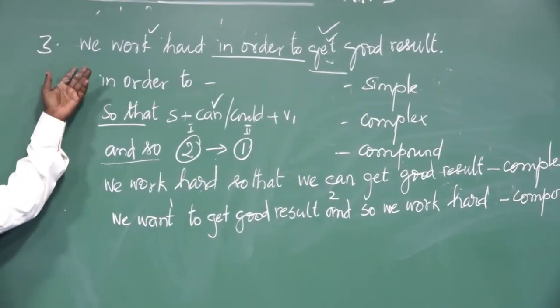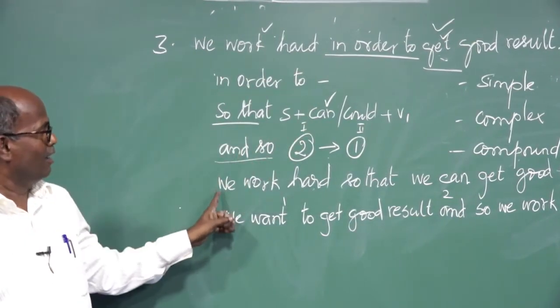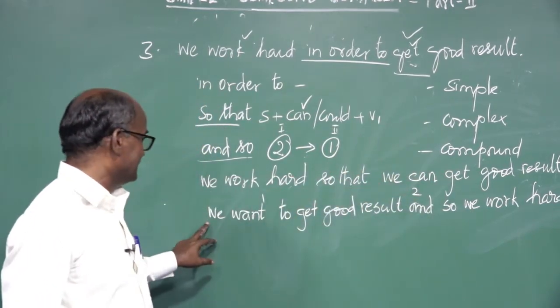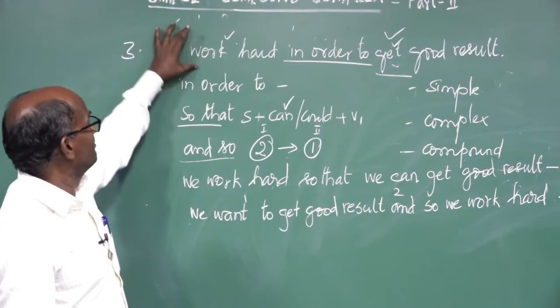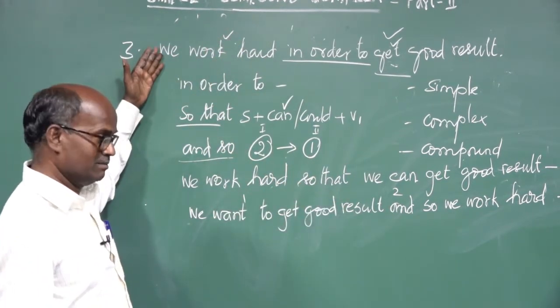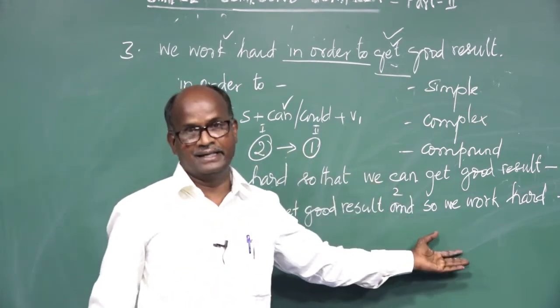So you see, simple sentence: in order to get good result. Complex sentence: so that we can get good result. Compound sentence: we want to get good result. These are the changes. The remaining item, we work hard, is in the same place in the simple sentence and complex sentence, whereas in the compound sentence it comes at the end.